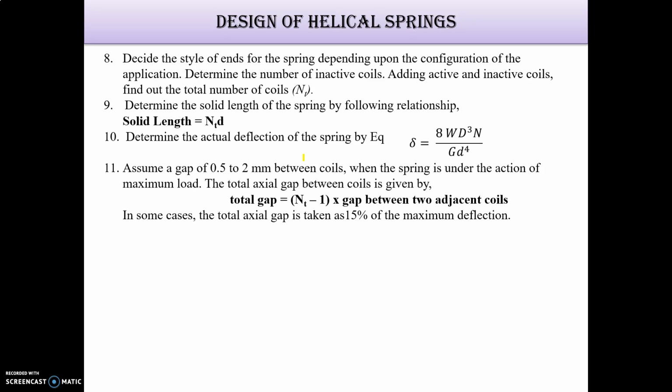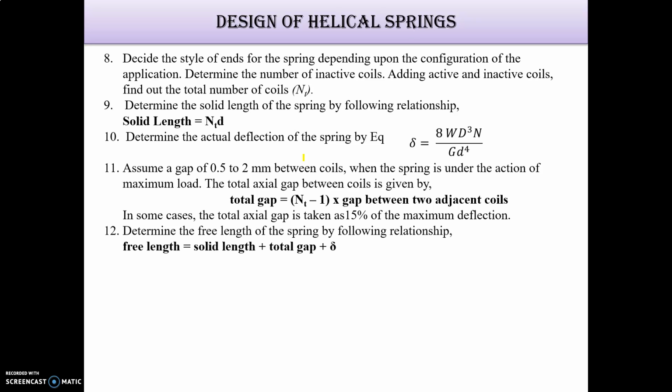Now assume a gap of 0.5 to 2 mm between the two coils when the spring is under the action of maximum load. In a tension spring we have seen that there is no gap between the two coils, and in compression there is a gap between the two coils. The total gap is equal to (NT minus 1) into the gap between two adjacent coils. Mostly we take it as 15% of the maximum deflection. Then we find the free length of the spring by the following relationship: free length is equal to solid length plus total gap plus delta.